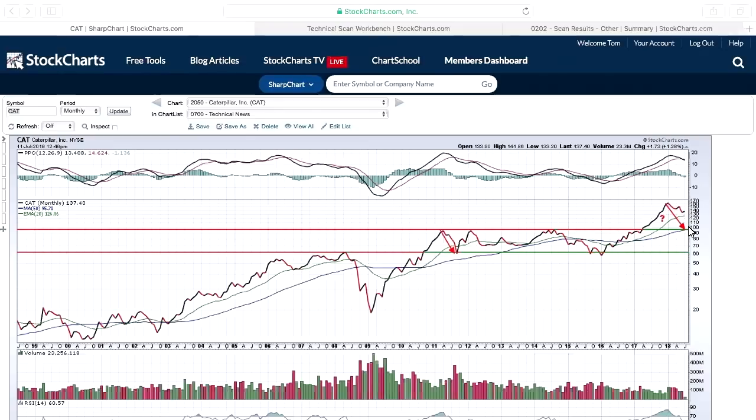Right. And if you look at the chart, I mean, it says maybe this is the start of a period of weakness on Caterpillar that could take us back to 100. I think it's a pretty fair analysis, and I think that's how I would also look at this chart.